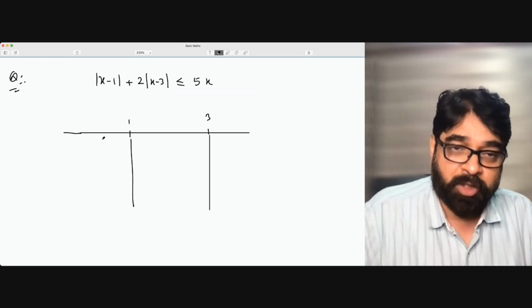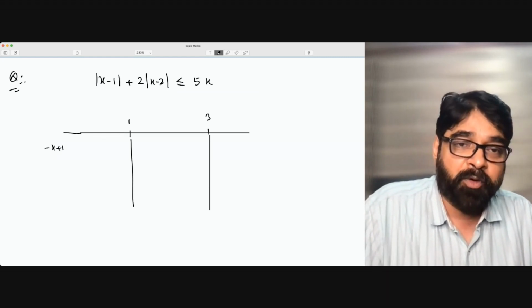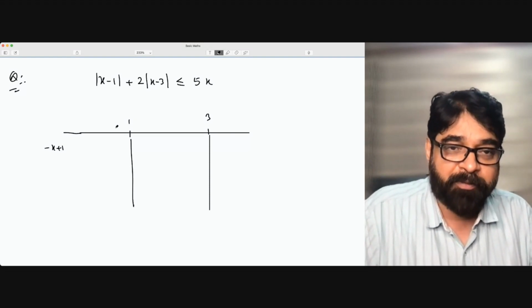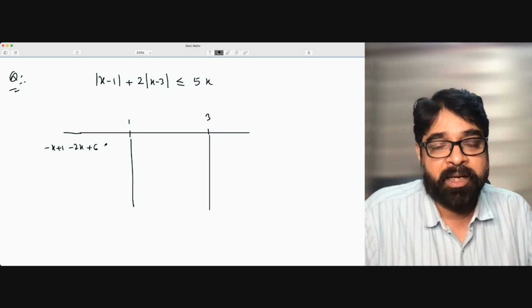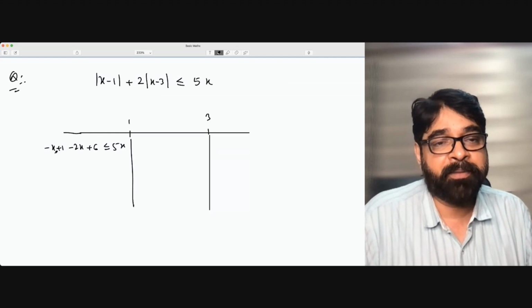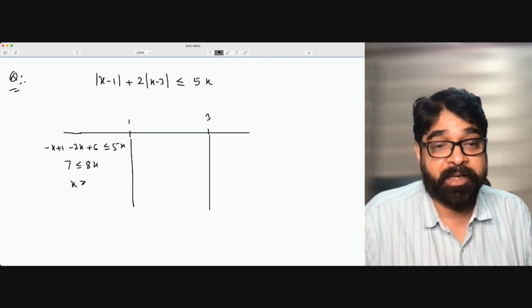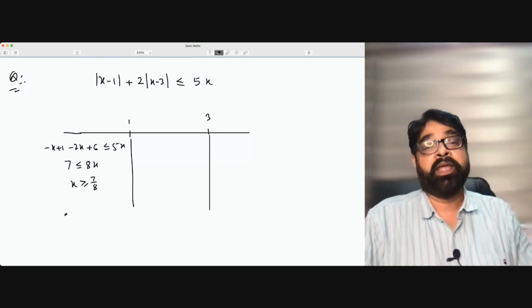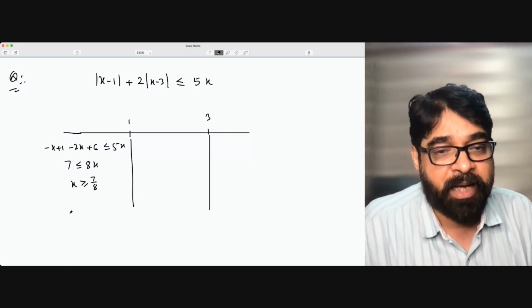Okay. Before 1, the first one is negative: minus x plus 1. Before 3, which is also before 1, this is also negative. So minus 2x plus 6 less than or equal to 5x. So what is coming? Minus x minus 2x minus 5x, gone to the other side, 8x, and 7 less than or equal to 8x, or you can say x greater than or equal to 7 by 8. Did I do it correctly?